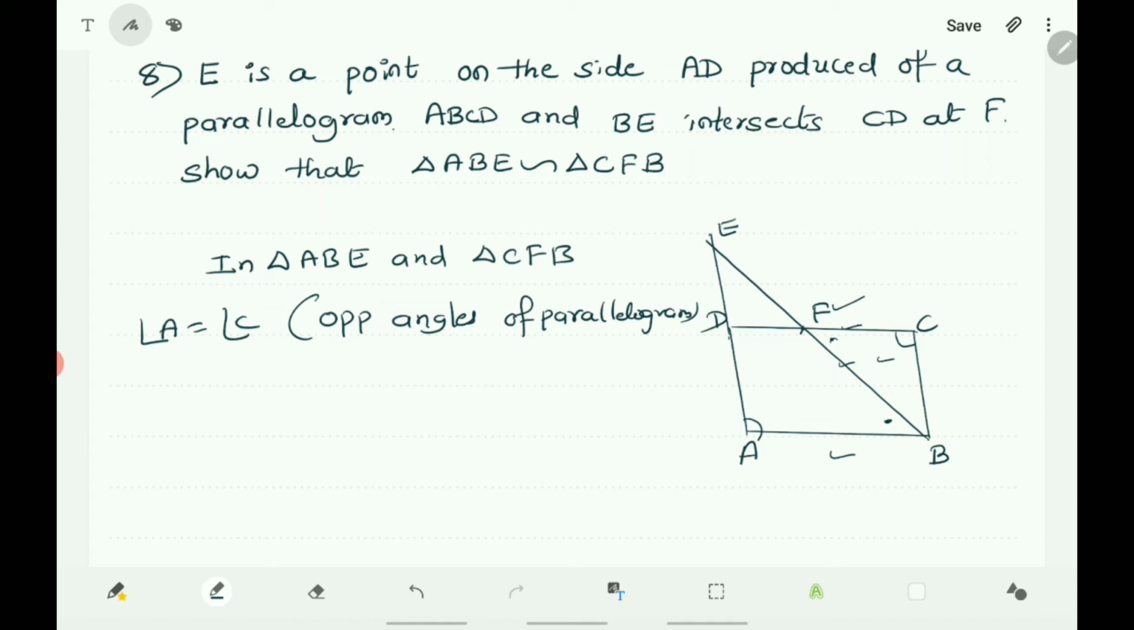Next angle, you take angle BFC and angle ABE. So write angle ABE is equal to angle CFB, or BFC here.